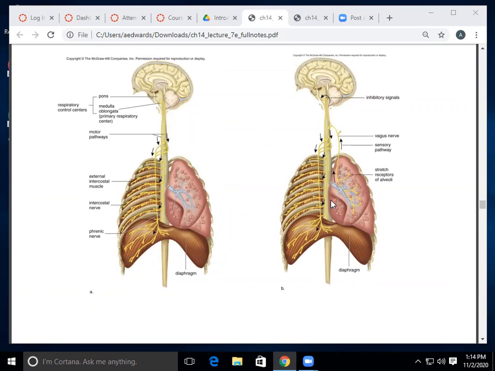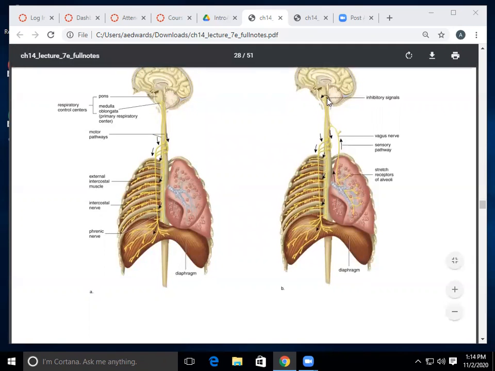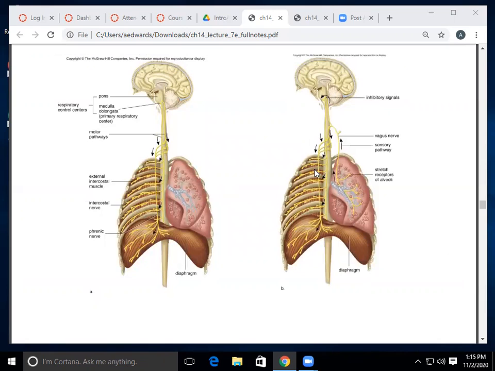Now, there are also inhibitory signals that inhibit your breathing, via the vagus nerve.